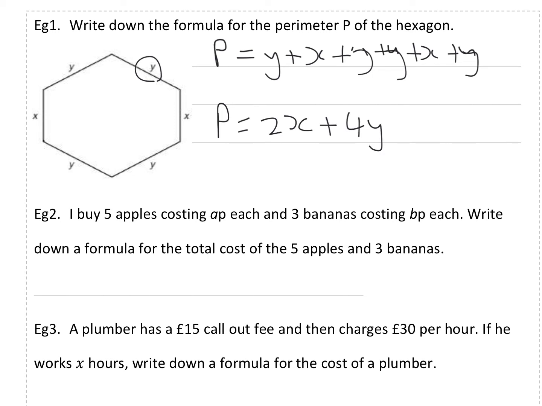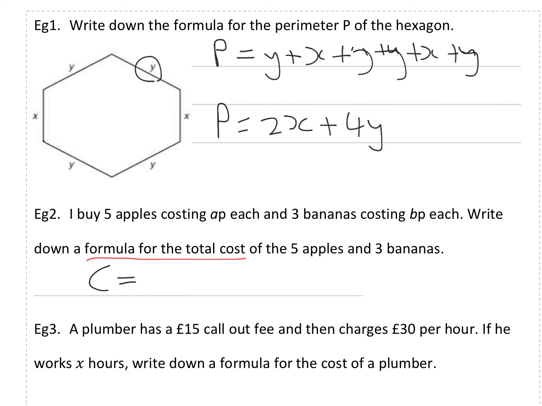Example 2. I buy 5 apples costing A pence each, and 3 bananas costing B pence each. Write down a formula for the total cost of the 5 apples and 3 bananas. Well, the formula is for the total cost, so my subject is going to be the total cost. I need to give it a letter, so for cost, I'm going to give it C. So total cost equals. And how much do the 5 apples cost? Well, they cost A pence each.